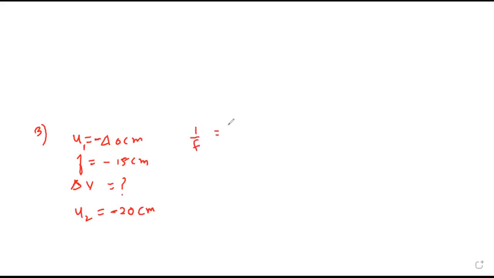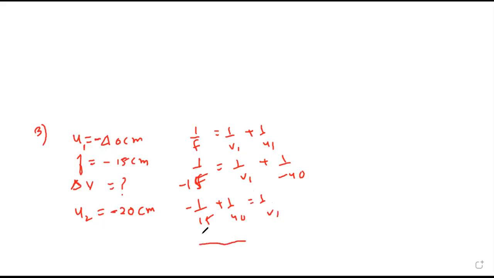Now 1 upon F is 1 upon V1 plus 1 upon U1, which equals 1 upon minus 15, equals 1 upon V1 plus 1 upon minus 40. So minus 1 upon 15 plus 1 upon 40 is 1 upon V1. 15 into 4 is 60, so you can take the LCM as 600 to make it easier. Minus 40 plus 15 is 1 upon V1. Directly I cross multiply, so this will become minus 25 upon 600 equals 1 upon V1.